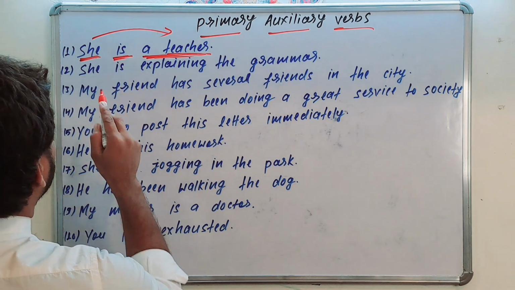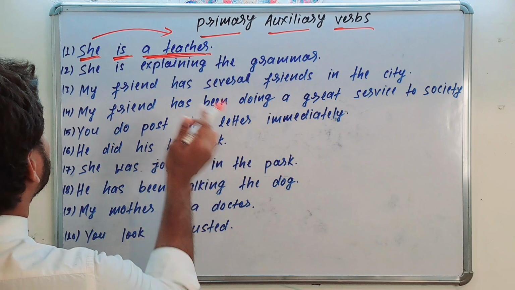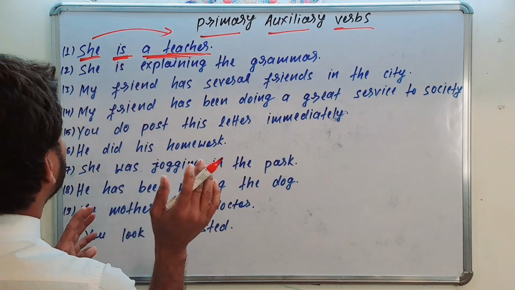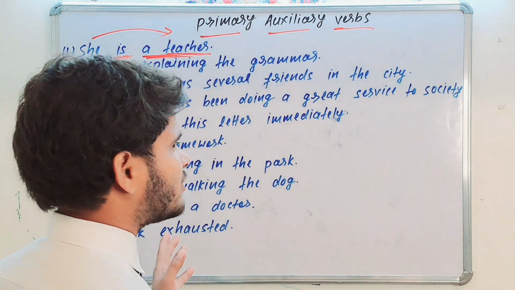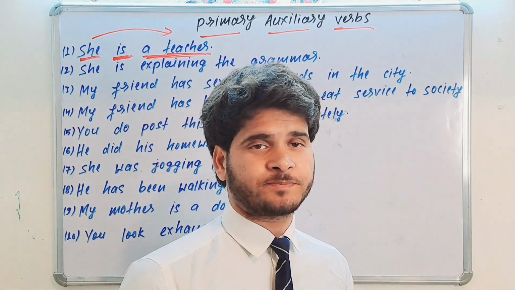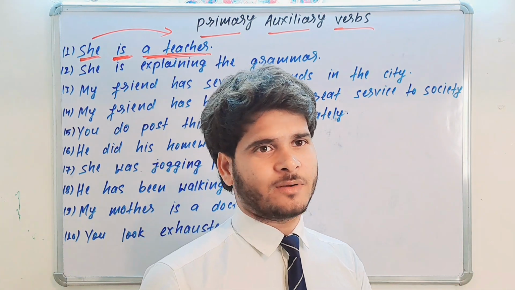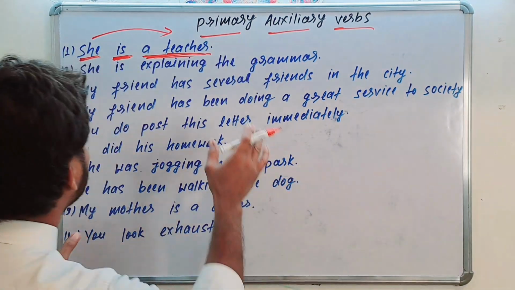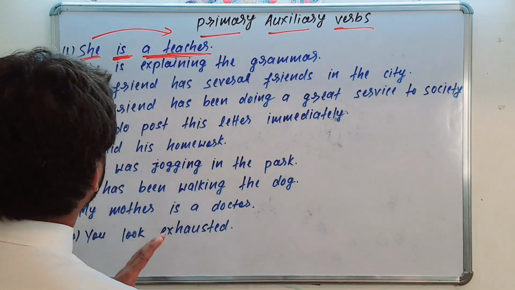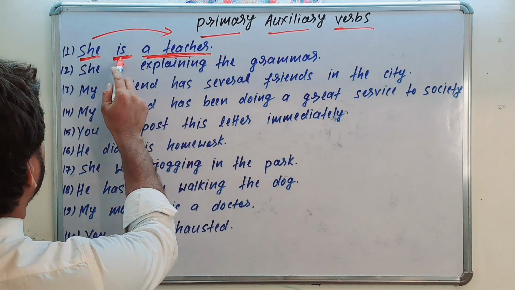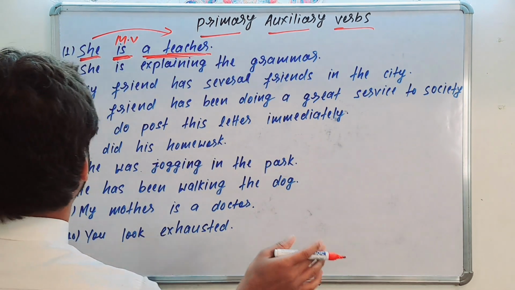And linking verbs are always main verbs. She is a teacher. There is no extra verb. So that's why this primary auxiliary verb is a main verb in this sentence. And I told you primary auxiliary verbs are used as both helping verb or main verb. So here in the first sentence it is used as a main verb. There is no other verb. So that's why here this is a main verb and linking verb in the sentence.